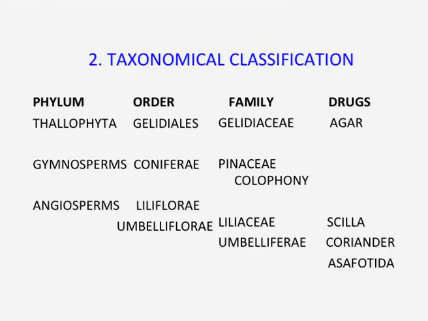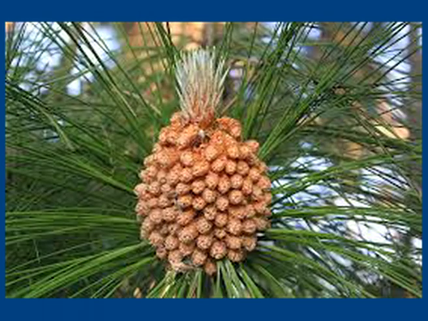The other classification is the taxonomical classification. For example, the drug colophony is extracted from the pinus, which belongs to the family Pinaceae of the coniferous order from gymnosperms. So, this type of classification is called a taxonomical classification.